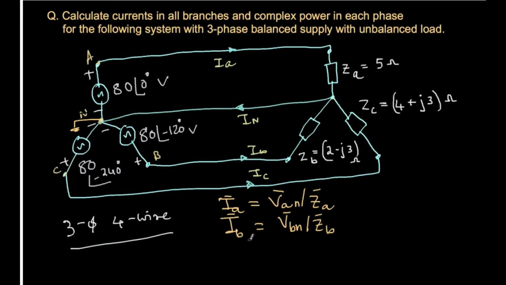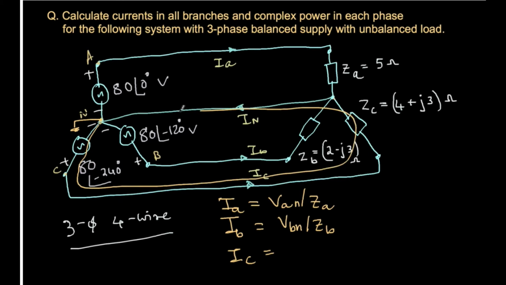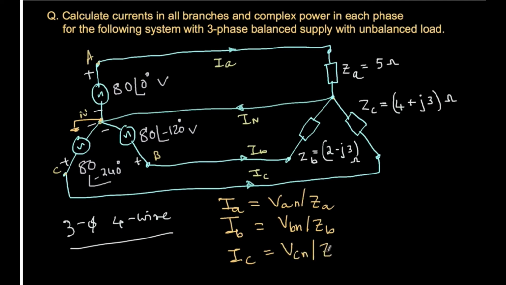All the time when you're working in AC circuits, you need to keep in mind that you are working with complex numbers. Therefore, I can actually omit these symbols here, as it is understood that these are all complex numbers. Similarly, IC: you just have to look at this entire part of the circuit. This voltage is directly applied to this phase, and then the return is like this. So I can write VCN by ZC. Like this, I have a simple calculation to find all the currents.